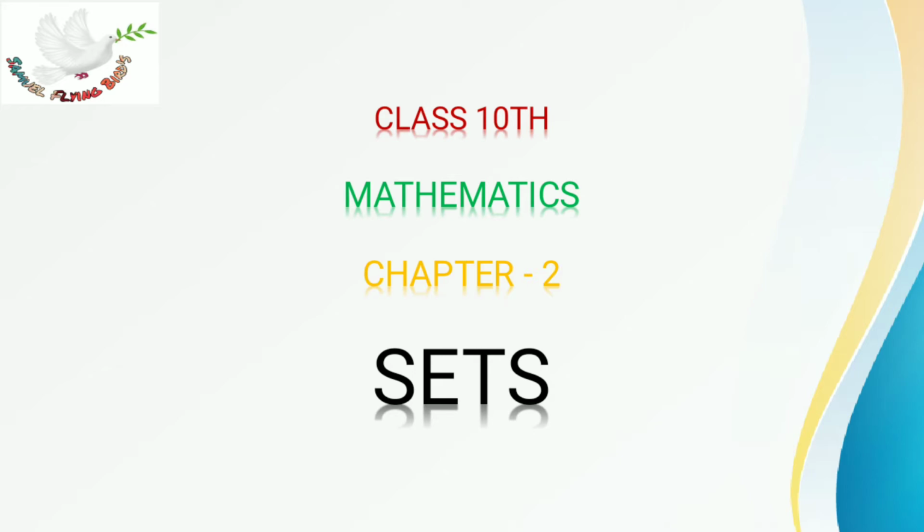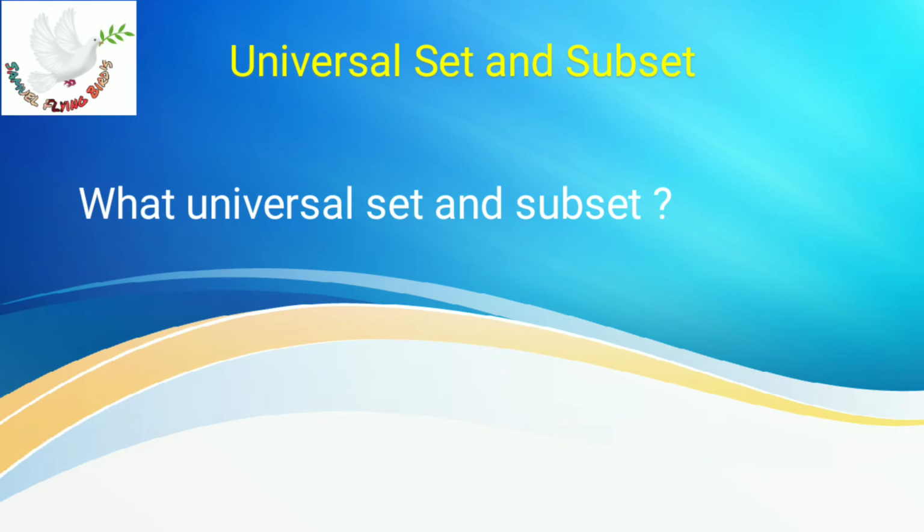Today we are going to discuss chapter 2 of 10th class mathematics, about sets and unions. In the previous class we discussed sets and some of the terms related to sets and how they are used in the sets, and we did some problems related to sets. Now today we are going to discuss what a universal set and a subset are, and other related topics.